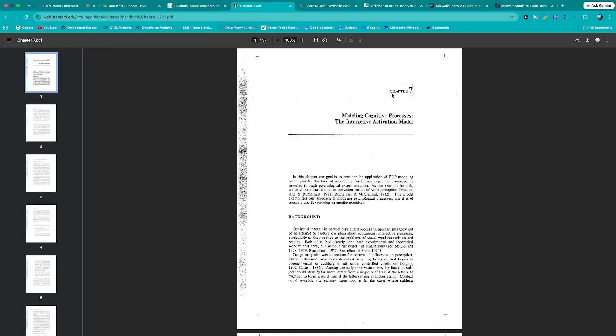This is, I guess, chapter 7 out of some book. This is Modeling Cognitive Processes, the Interactive Activation Model. I don't know what book that is specifically, but they talk about PDP modeling techniques in that article.